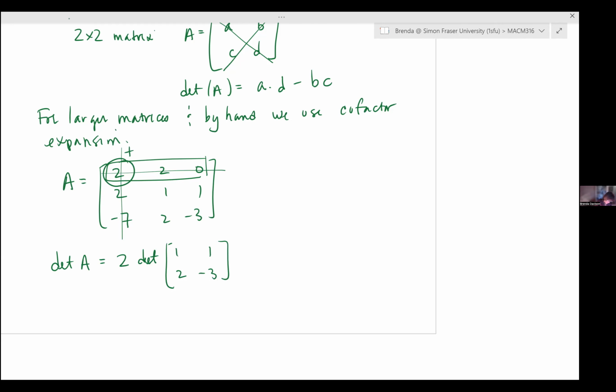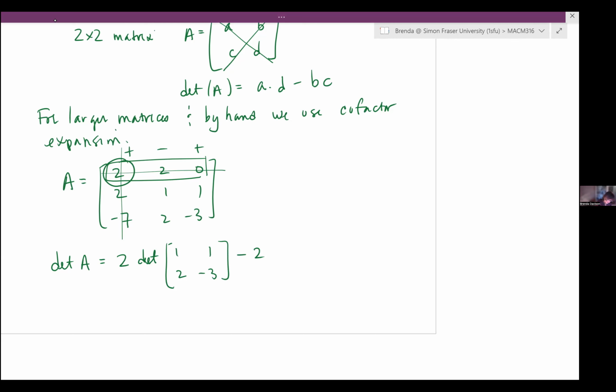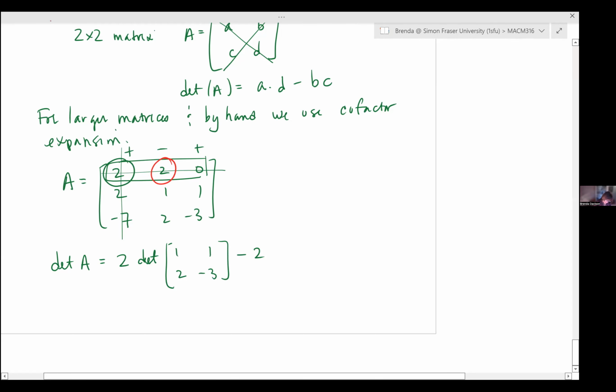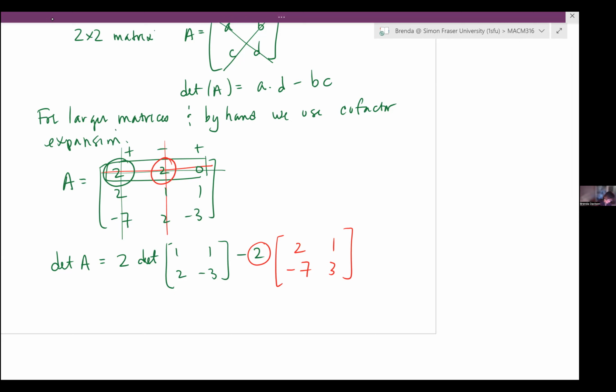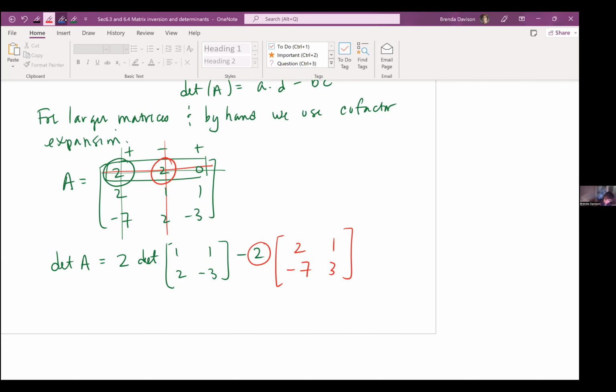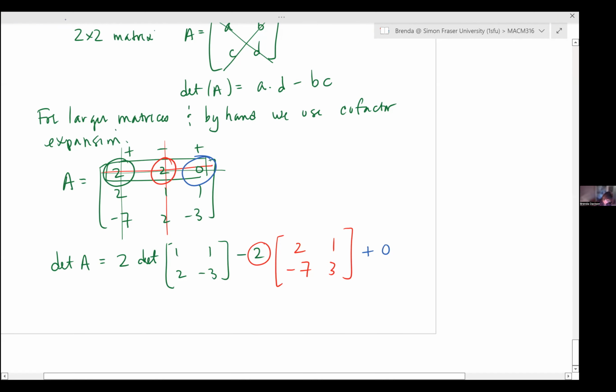And then the signs go plus, minus, plus. Again, for some of these details, make sure you recoup them. It's always alternating signs. So then I'm going minus 2, and I'm looking at this number here, also a 2. Minus 2 times the determinant of what's left if I cross those out, and that is 2, 1, -7, 3. And then I move to the next number, and it's plus 0, and then I feel happy. I don't even have to fill this in, because I've got this 0 here. That is going to be 0.